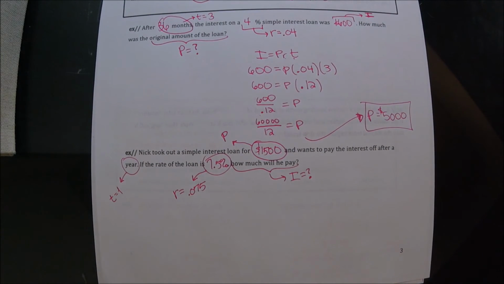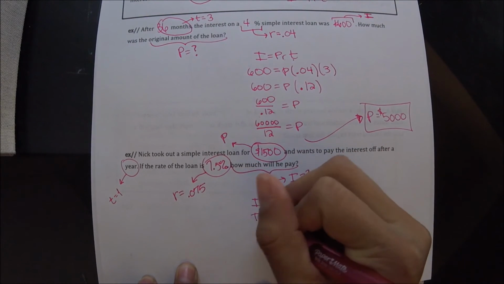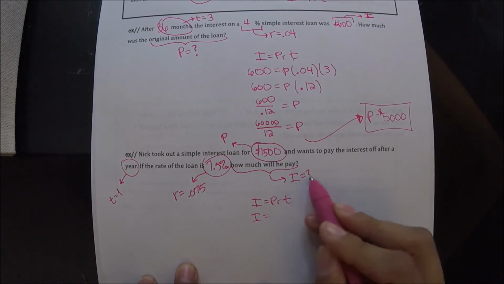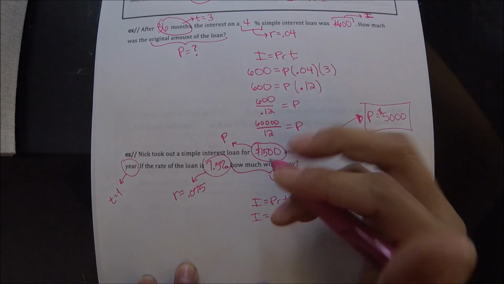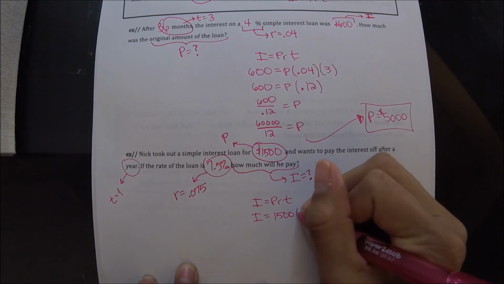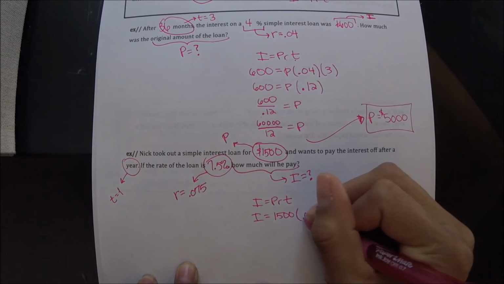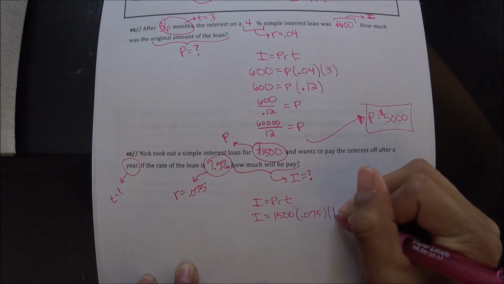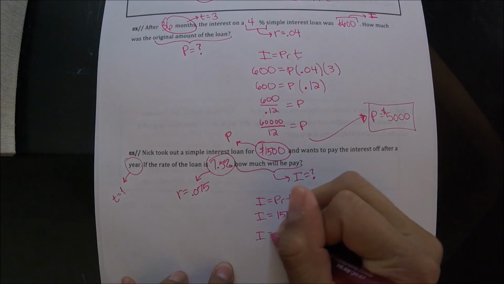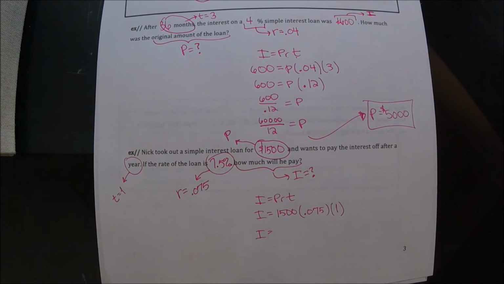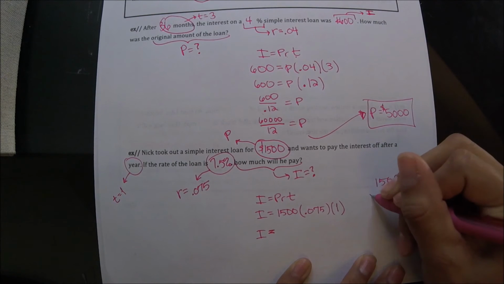And now let's just write down the formula and plug everything in. So this time we don't know I, so I'm going to leave it as I. This time P is 1500 times R is 0.075 times T is 1. Alright, so all we have to do is multiply these two numbers together. So I am just going to go ahead and multiply those two numbers off to the side.